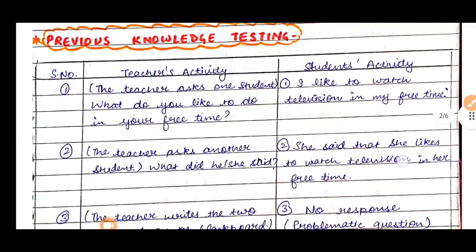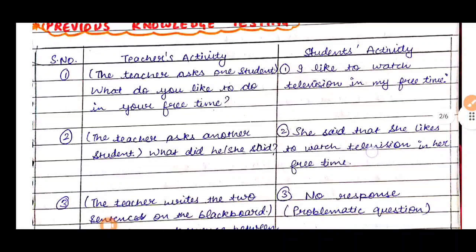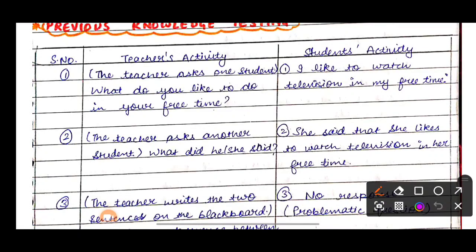For this we make a table. We make two columns. First is teacher's activity and the second is student's activity. So here the teacher asks questions to the students, and the assumed answers of the students are written here. The teacher asks one student, what do you like to do in your free time, to which the assumed answer of the student is, I like to watch television in my free time.